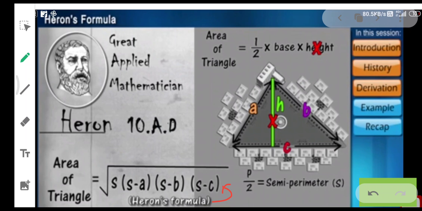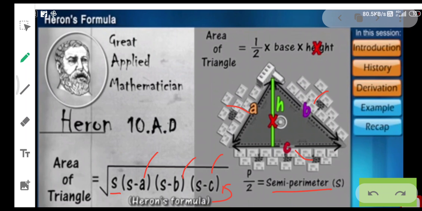Now what is s, what is a, b and c in this? a, b and c are the length of three sides of a triangle, and s is semi-perimeter. Perimeter means sum of all the sides. When you add a plus b plus c, that is perimeter, but semi-perimeter is half of the perimeter.